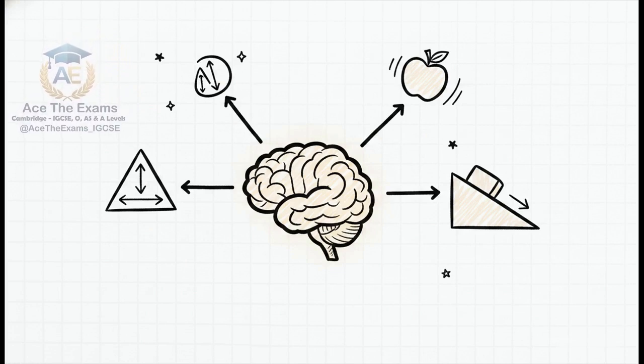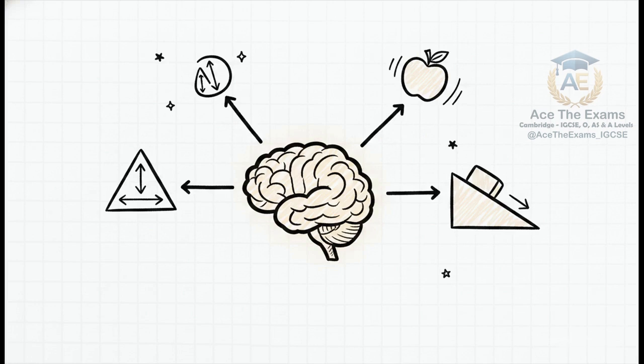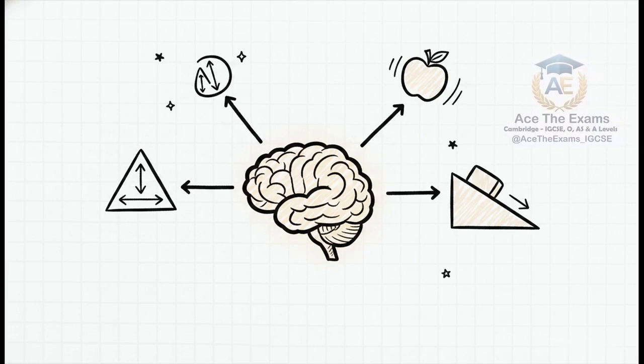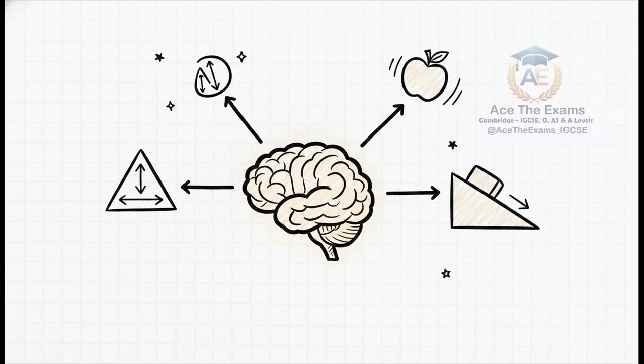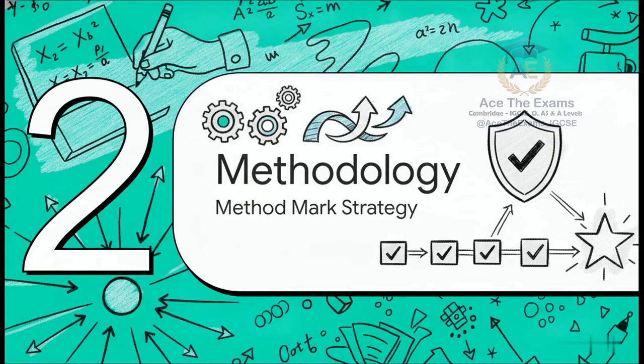An A-star student doesn't just look at a page and see a triangle with arrows, they see the actual mechanical reality of the system. They connect that vector diagram directly to how the object is going to behave in that specific exam scenario. Moving on to Section 2, technical methodology.